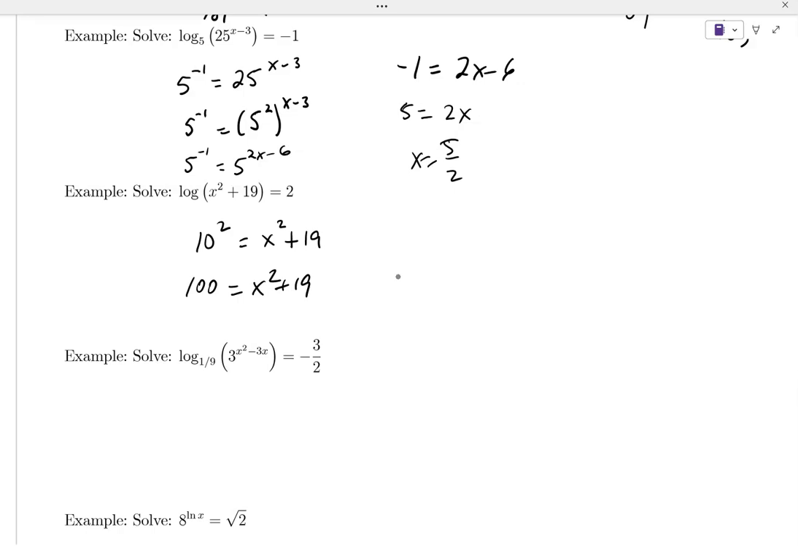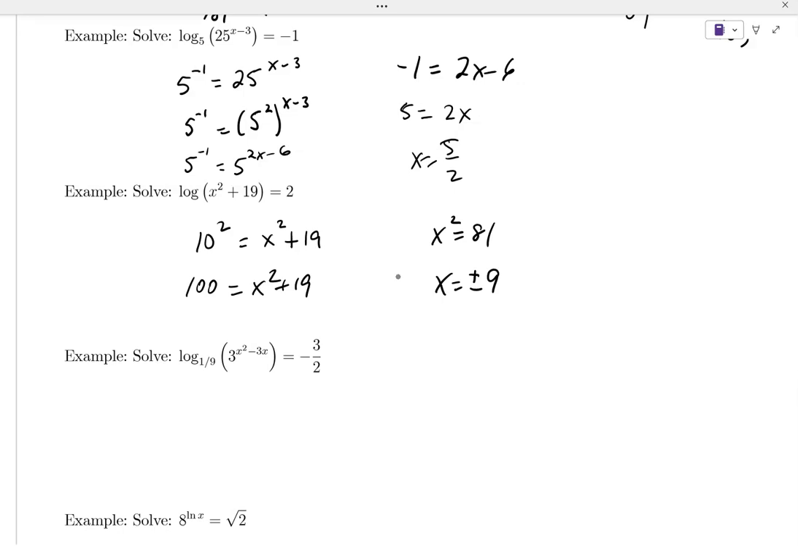What do you want to do to solve that one? Take the 19 to the other side. x squared equals 81. Square root, so we'll get x equals 9 or negative 9, right? Yeah, exactly. Good. Remember, when you take the square root of both sides of an equation, you always get plus or minus.